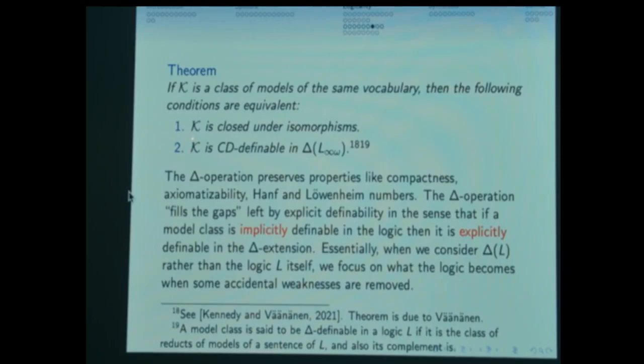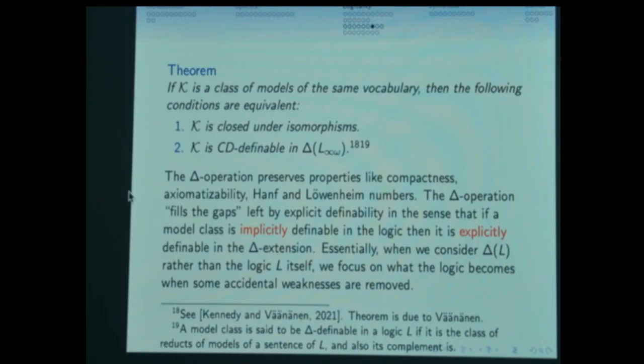it is closed under isomorphism if and only if it's cardinal dependently definable in Delta of L infinity omega. So note here the omega. Here we have a delta operation. I'll be talking about the delta operation in the next hour. This is a closure operation on a logic that fills the gaps, for example, left by explicit definability, in the sense that if a model class is implicitly definable in the logic, then it's explicitly definable in the delta extension. As I say, this is a promissory note. I will talk more about the delta operation in the next hour.